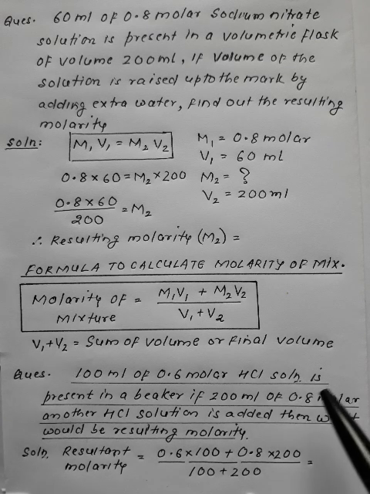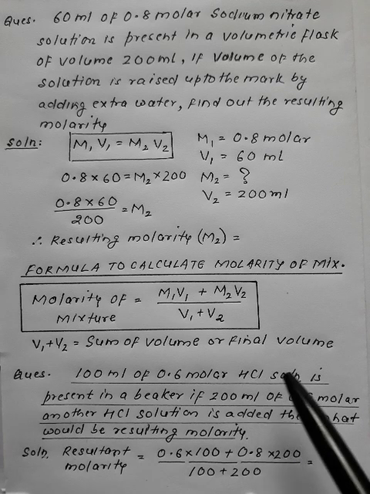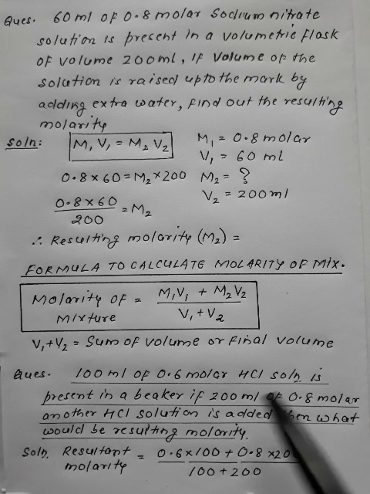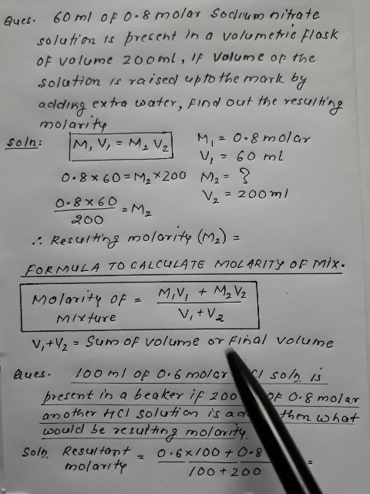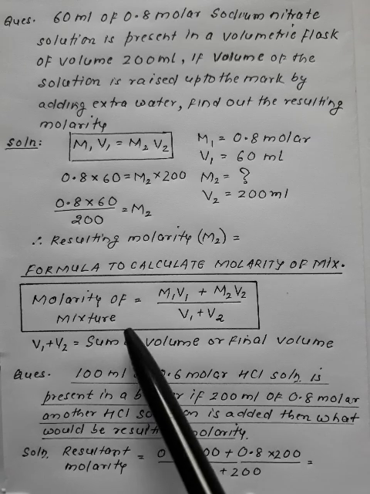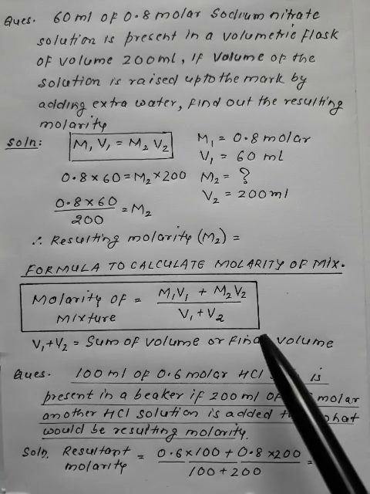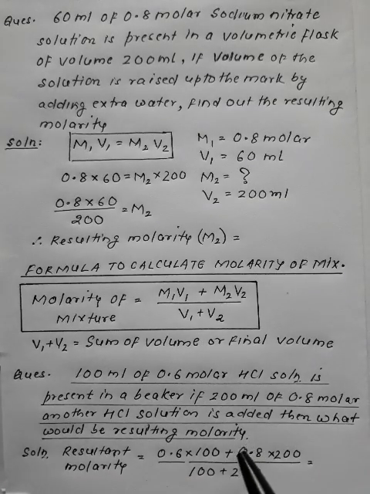Sometimes the final volume is given to us. If the final volume for the solution is given, then we keep that volume. If the final volume is not given, then the sum of the two volumes would be the final volume. So the formula is: molarity of mixture is M1 V1 plus M2 V2 upon V1 plus V2, which gives you the molarity of the mixture.